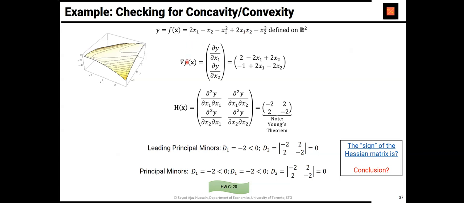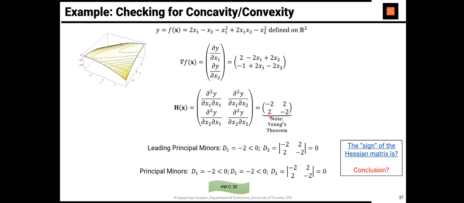Let's do the gradient method first. When you differentiate with respect to x1, that's 2 right there, minus 2x1, and plus 2x2. Differentiate with respect to x2: minus 1, plus 2x1, minus 2x2. Now take the Hessian matrix. First, differentiate with respect to x1, that gives you minus 2. Differentiate with respect to x2, that gives you 2. By Young's theorem, it does the same thing over here. And now I differentiate with respect to x2, and the answer is minus 2.